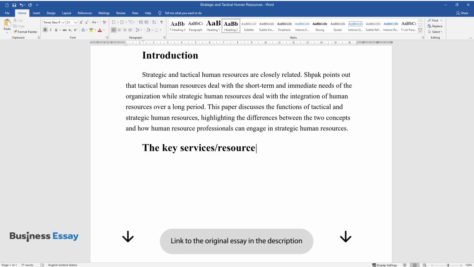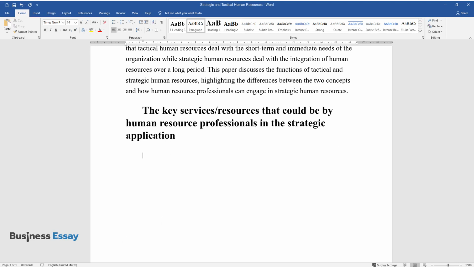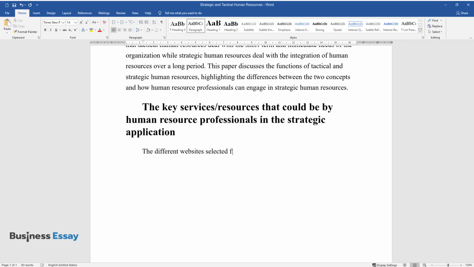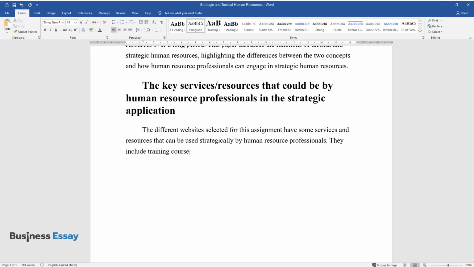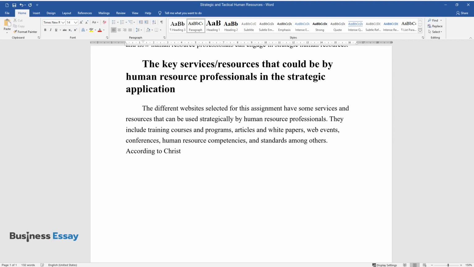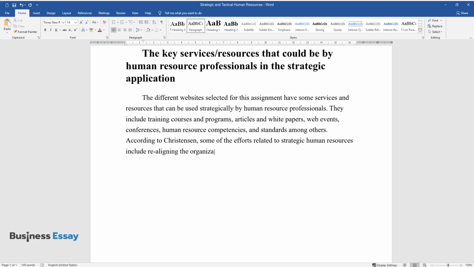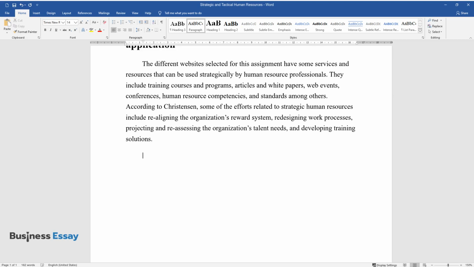The key services and resources that could be used by human resource professionals in the strategic application. The different websites selected for this assignment have some services and resources that can be used strategically by human resource professionals. They include training courses and programs, articles and white papers, web events, conferences, human resource competencies, and standards, among others. According to Christensen, some of the efforts related to strategic human resources include realigning the organization's reward system, redesigning work processes, projecting and reassessing the organization's talent needs, and developing training solutions.